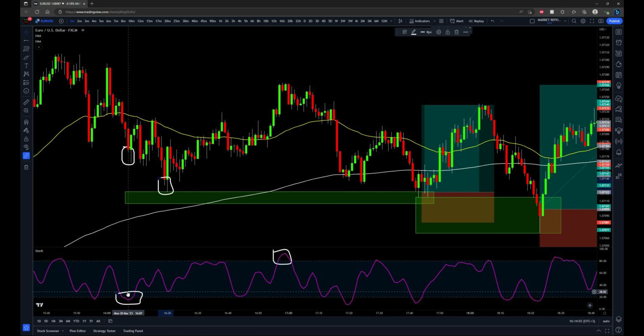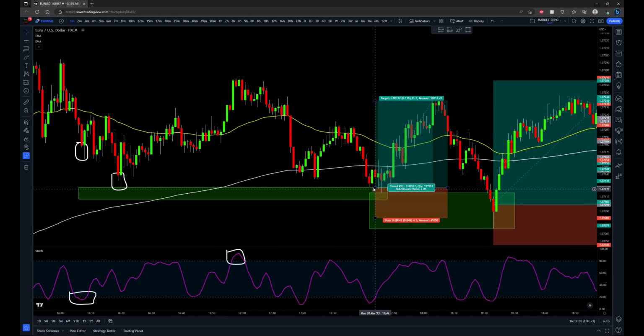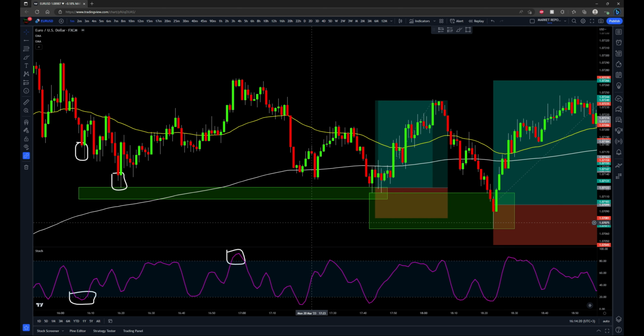Okay, makes sense, hopefully. We see that sweep occur right here. So we have our entry in this area. We get a few wicks through there, just quick wicks. So that's why we have limit orders to get in. So you don't have to do a whole lot of thinking about this. You just place your limit orders, waiting for this sweep to happen. It may happen, it may not.